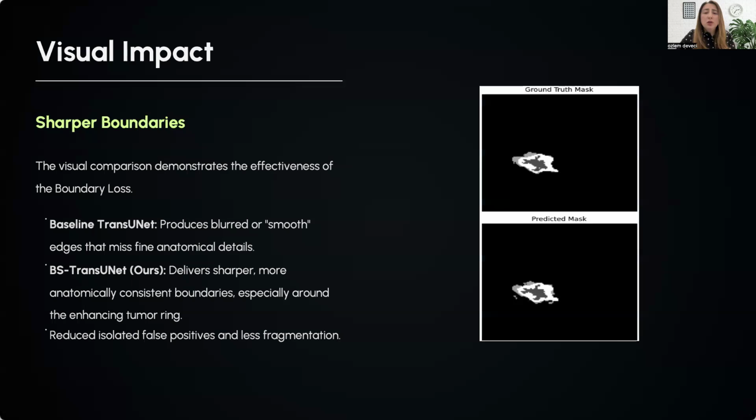To summarize the visual impact of my work: sharper boundaries. The additional boundary loss successfully eliminated the blurry edges common in the standard models. Consistency: we observed significantly less fragmentation and fewer false positives. The model produced segmentations that are more anatomically consistent with the ground truth.